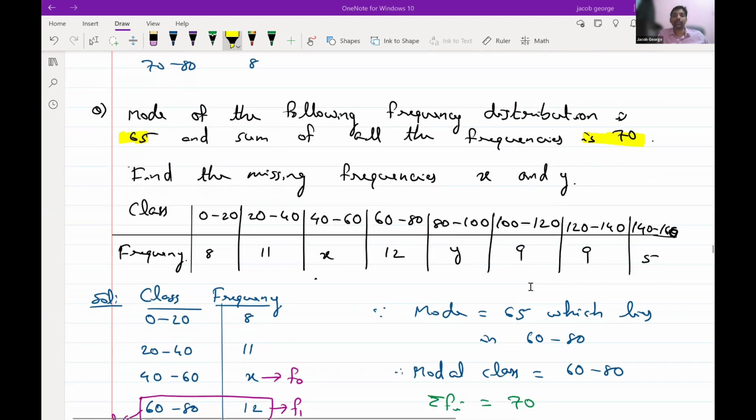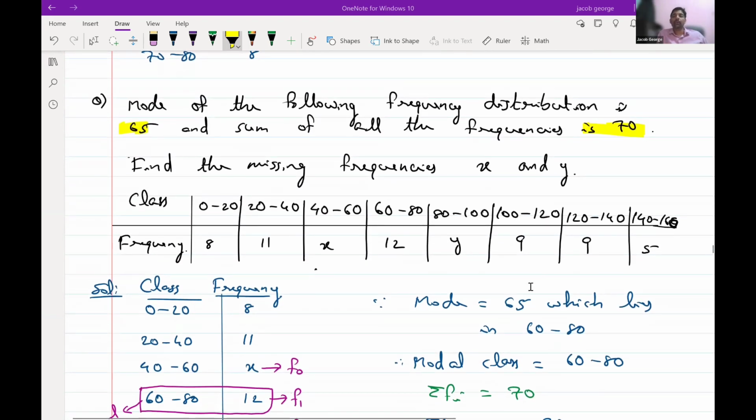For example, look at this question. Mode of the following frequency distribution is 65. Mode is given as 65. Sum of all frequencies is 70. Find the missing frequencies X and Y. So when there are two missing frequencies, we should get the mode, same as in mean, and we have to get the total frequency.